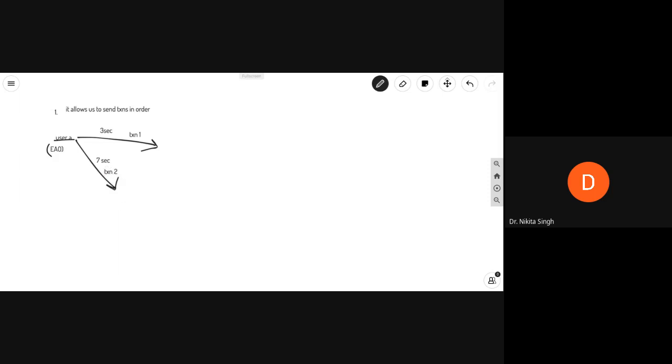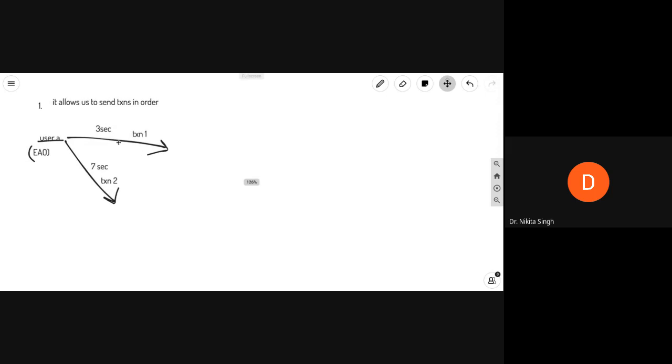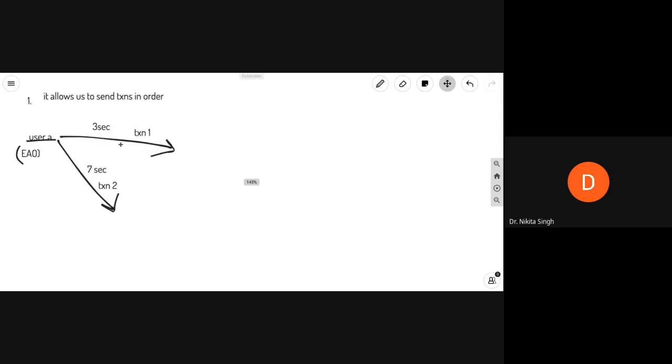All right. So the scenario is that we're talking about why nonce is helpful. The first use is that it allows us to send transactions in order. You have a user A with an externally owned account, and using this account he sends two transactions, transaction 1 and transaction 2, within 10 seconds.